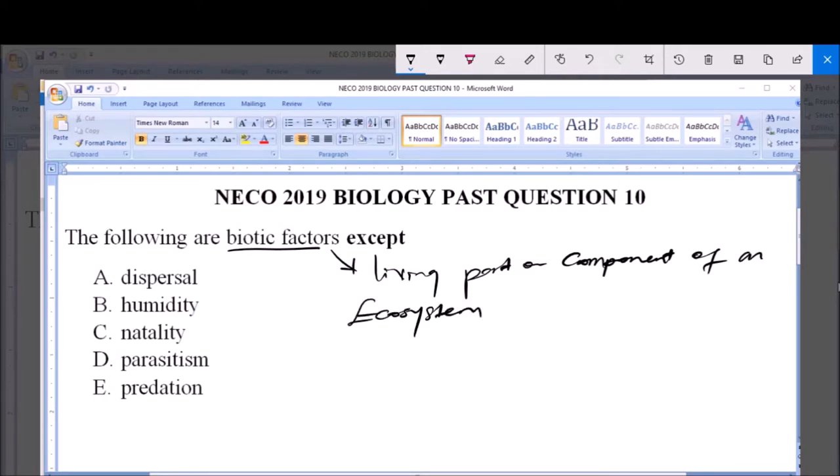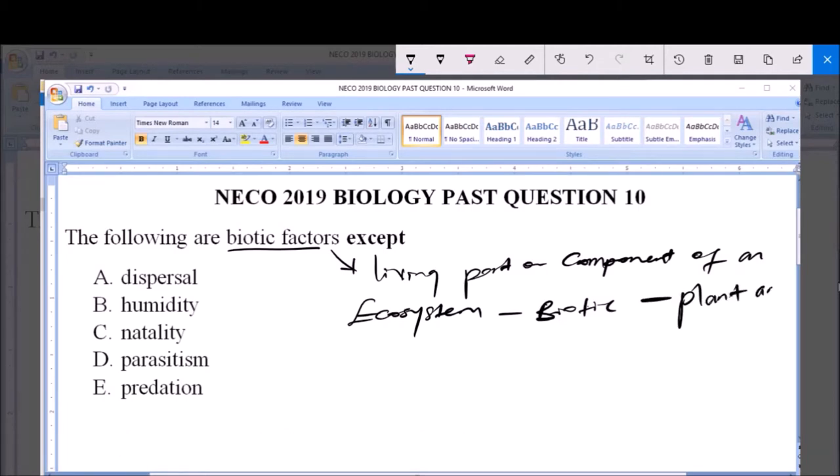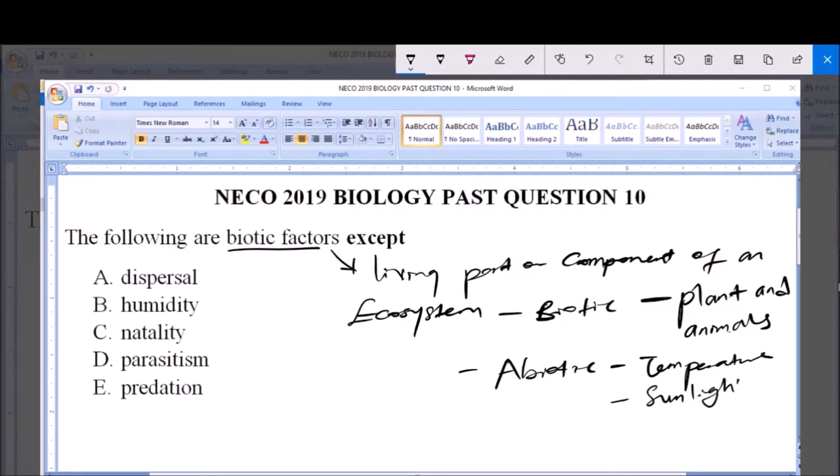And like you know, the ecosystem is made up of the biotic factors, involving the plants and animals and the activities associated with them, and the abiotic factors, which are the non-living components such as temperature, sunlight, climate, topography, humidity. Now all these are what? All these are abiotic factors and so on.